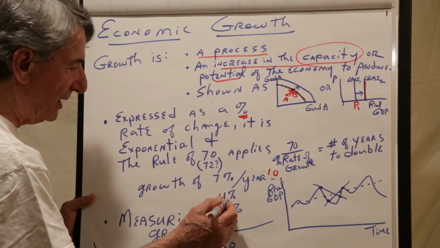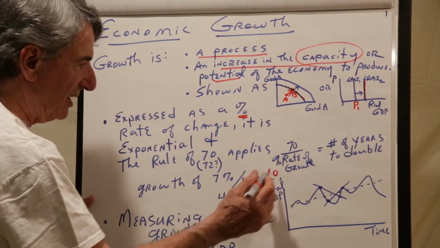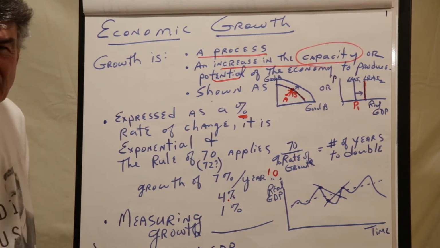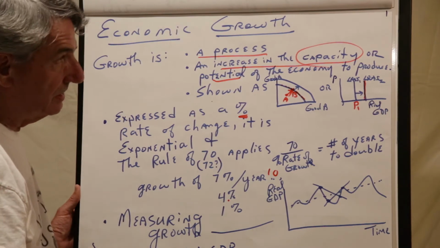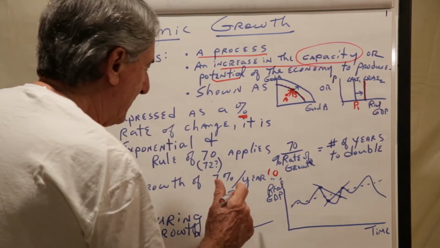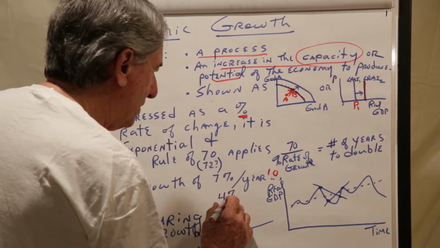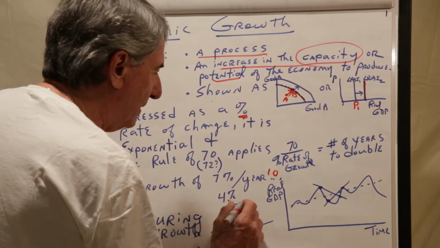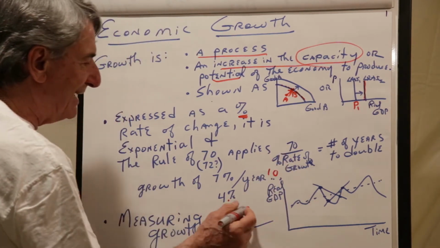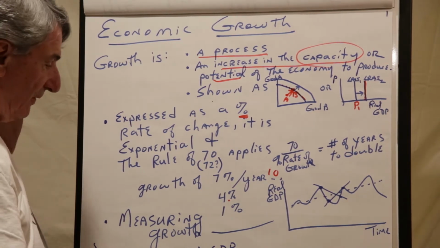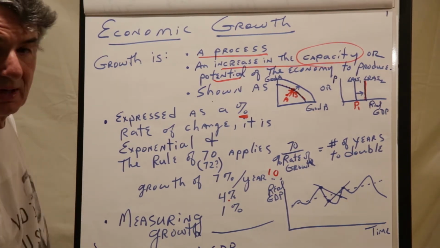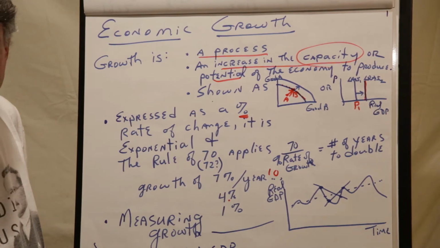If, however, the growth rate is 4, then you take 70 and divide it by 4, and I'm not sure I can think it that fast, but it's something like, whatever. If the growth rate is 1%, it's 70 divided by 1, and it takes 70 years to double. So economic growth rates matter. The difference between a 3% and a 4% rate of growth is quite a few years.